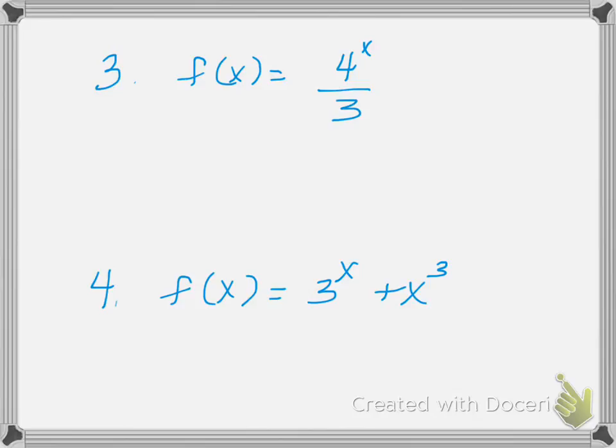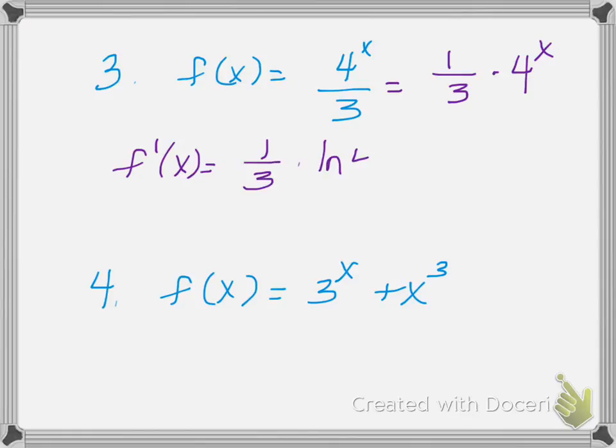Number 3. Again, very, very similar. I like to rewrite this one as 1/3 times 4 to the x. I just think it's easier to see what you would do. And you don't have to do that, but I think it's easier. Because we're not just finding the derivative of the top and then putting the bottom down. I'm finding the derivative of 4 to the x and then multiplying it by the number, which is 1/3. So the derivative here would be 1/3 times the derivative of 4 to the x, which is natural log of 4 times 4 to the x.